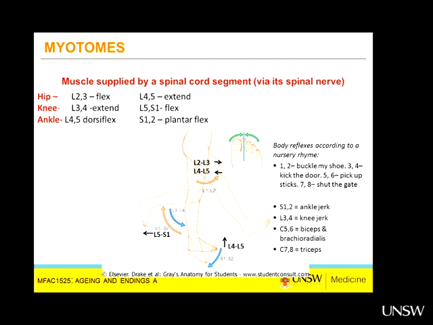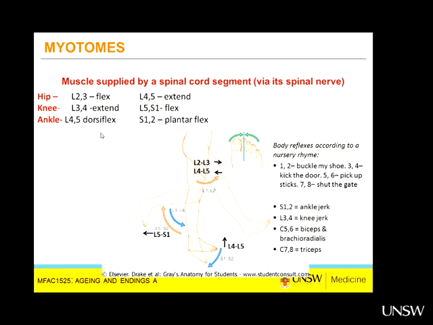But very much like dermatomes, we have myotomes, and myotomes refers to a group of muscles that are supplied by the same spinal cord segment. So you will find that in the limbs these spinal cord segments supply certain muscles that move joints in particular ways. For example, for hip flexion, we have L2, L3. Those are the spinal cord segments that supply the muscles that cause flexion of the hip joint. And I've given you the others here.